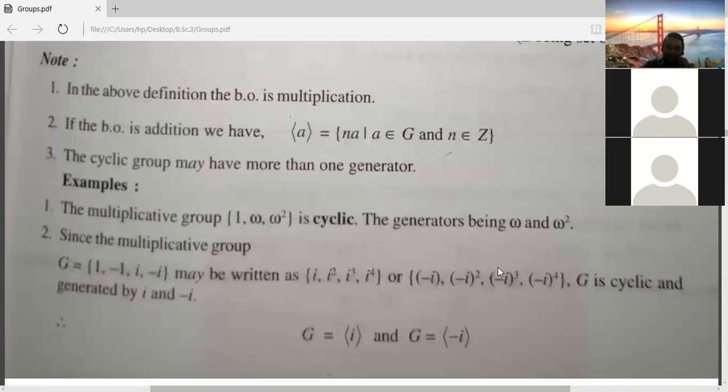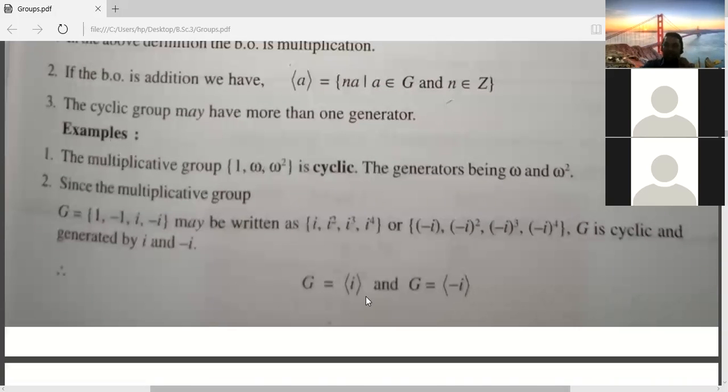Okay. Similarly, if you take the fourth roots of unity, what is that? The set containing 1, minus 1, i, minus i. There are two generators here. One is i and the second one is minus i. Here also, the elements of G can be expressed as powers of i. That's why i is called the generator, because you express every element of G as a power of i. Similarly, you can express the elements of G as powers of minus i. That's why minus i is also called a generator of G. That means more than one generator exists: one is i, the second is minus i.